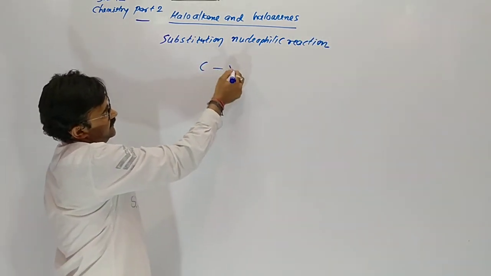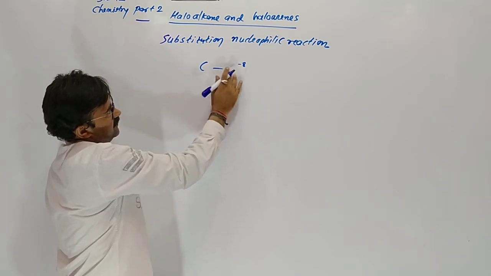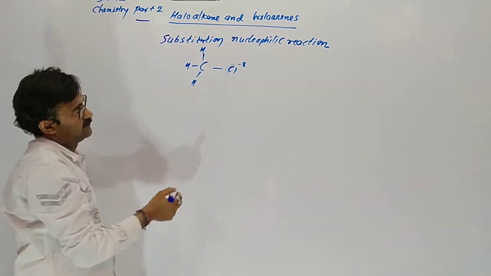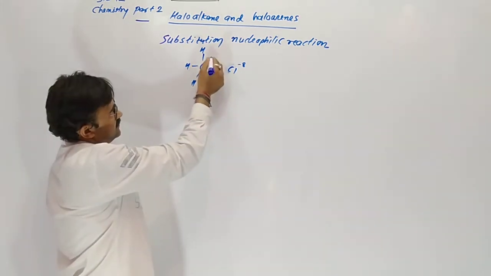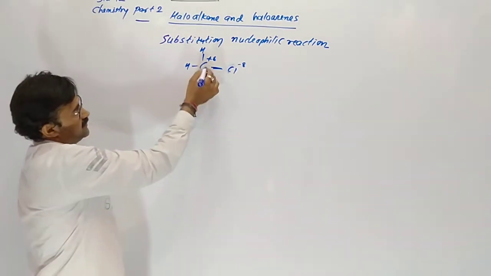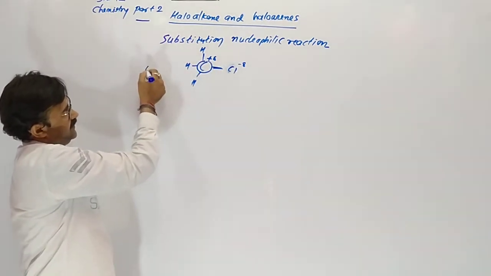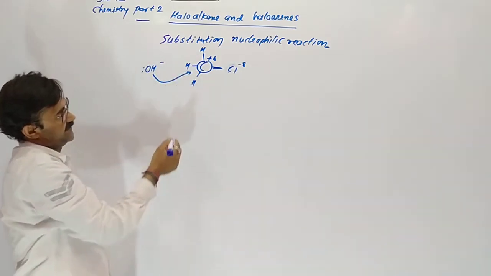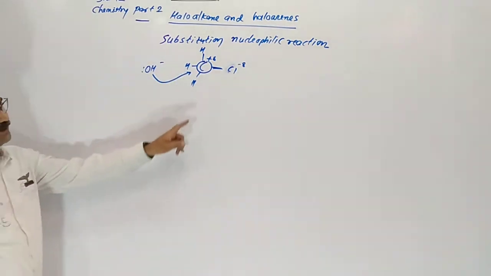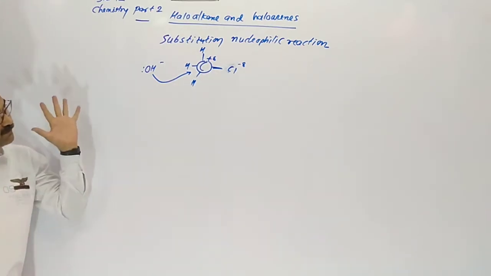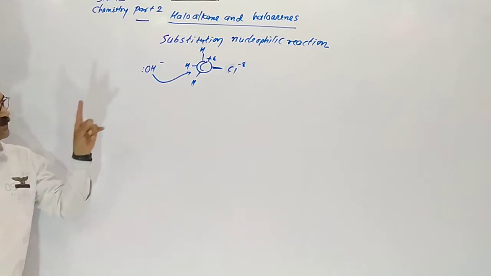In the haloalkane, halogen with carbon is called haloalkane. This carbon-chlorine bond is polar. A nucleophile is any negative ion which has electron-donating nature, and it attacks the carbon, which has a positive charge. Understood? Very important lecture, this one.